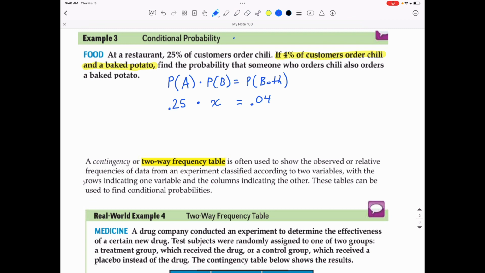So again, this one has the probability told us of both. We want to find the probability of one of the singular events. And we would solve this one, since it's 0.25 times x, that's 0.25x equals 0.04. We would divide by 0.25. And 0.04 divided by 0.25 would give us x equal to 0.16, or about a 16% chance that a customer in this restaurant orders a baked potato.